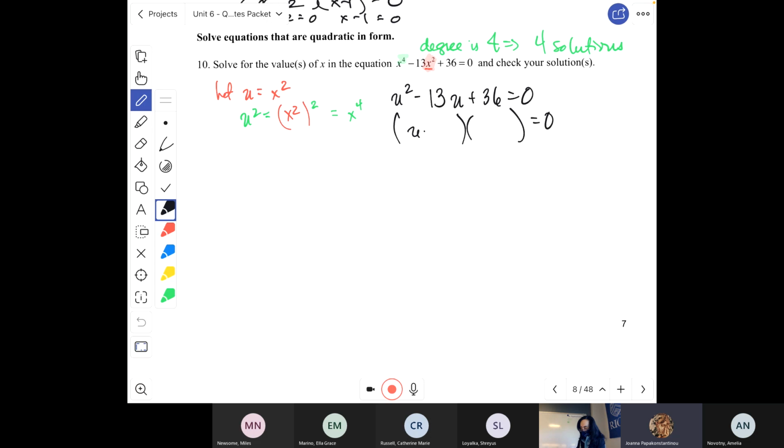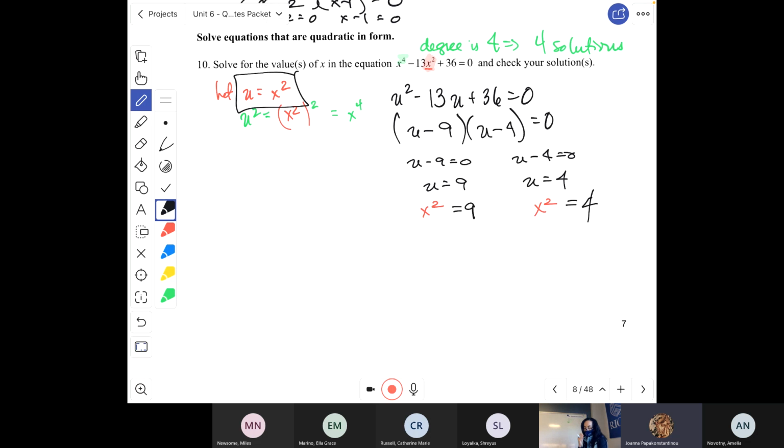u minus 9 and u minus 4. Beautiful. Zero product property says I can set each of those factors equal to 0. So I get u equals 9 and u equals 4. But I'm not solving for u. I'm solving for x. But I know what u is. U is x squared. So I can go back and replace that u with x squared, and I can replace this u with x squared. Because remember, u is x squared. We defined it that way.